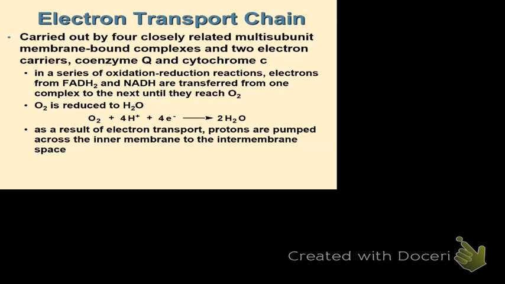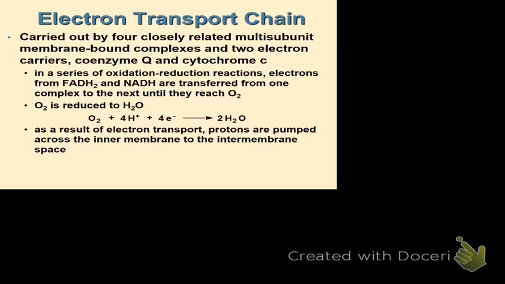So technically speaking, the ETC has 4 multi-subunit membrane-bound complexes, which are numbered complex 1, 2, 3, and 4 in Roman numerals, but they also have official names. And their official names tell you exactly what they do. There's no mistaking it. And it has 2 electron carriers, coenzyme Q, which is ubiquinone based, and cytochrome C.